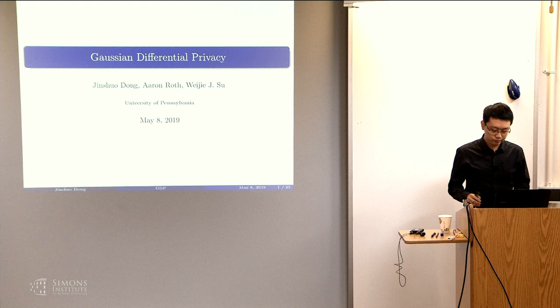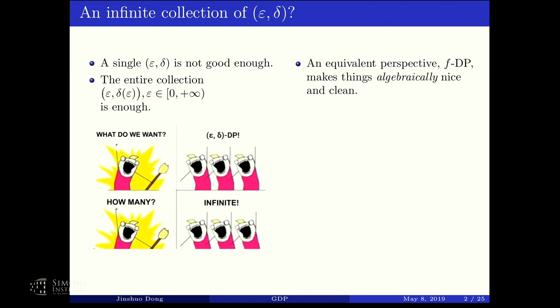So this is just what I just said. And the equivalent perspective is called f-DP. And it makes things algebraically nice and clean, and I'll elaborate. So I'm going to show you a subsampling theorem, a composition theorem, and also a central limit theorem, which is why the title is called Gaussian DP, GDP for short, and hopefully it doesn't offend potential economists sitting here.